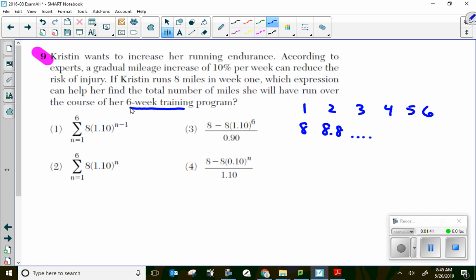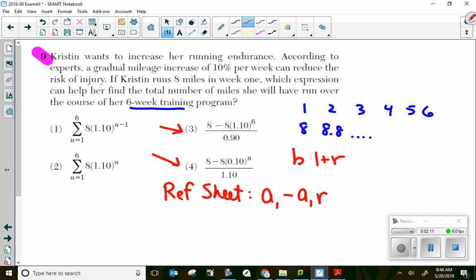I'm going to show you the algebraic way, which would be good in case there's a short answer. First of all, we need to come up with an expression. I see these two things, and a geometric series, that is in the reference sheet. So let's take a look at 3 and 4 for right now. On the reference sheet, you have A1, which is your starting amount, minus A1 times your rate. And rate is really 1 plus rate here. That's really your B value. I can't stand that they use an R. Raised to the N, all over 1 minus that same B or R value.